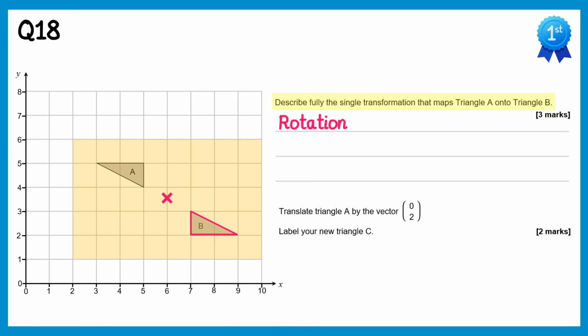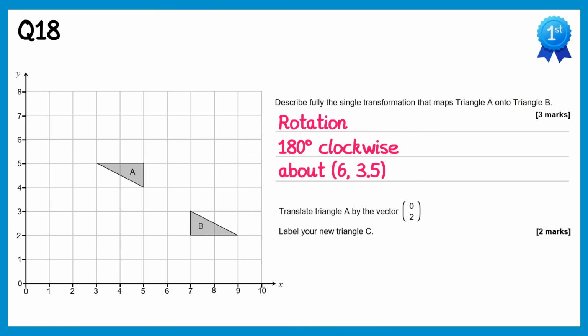It went around half a turn, so that's 180 degrees. Now I've said 180 degrees clockwise here. You don't actually need to say the clockwise if it's 180, because 180 degrees anti-clockwise is still the same. But if it were 90 degrees or 270 degrees, you would need to give the direction as well. And then finally, we need to say the point we rotated it about. Well, that's where the cross is. That's at the point 6, 3.5.